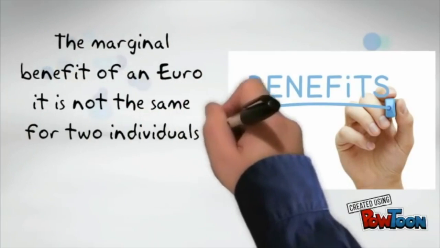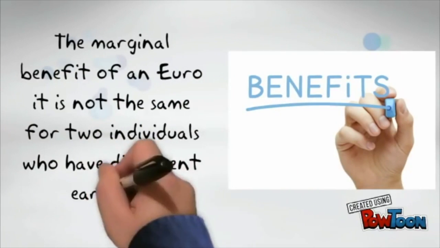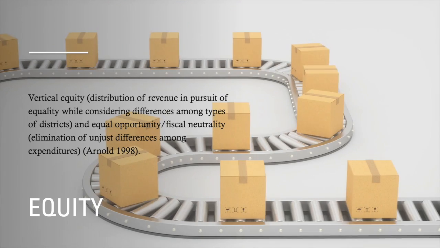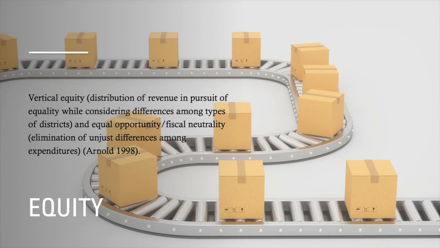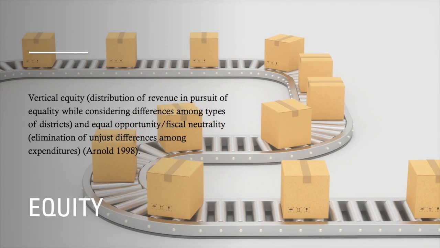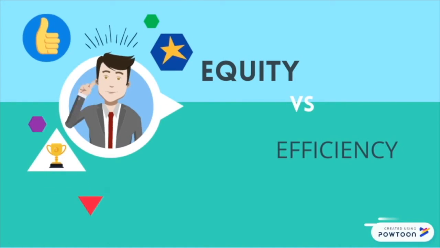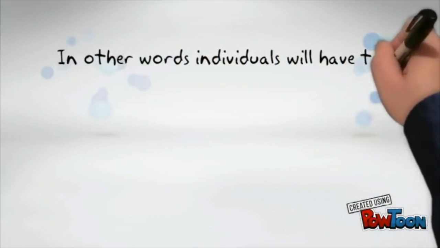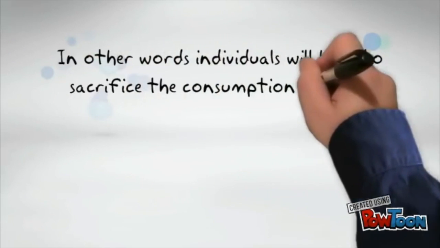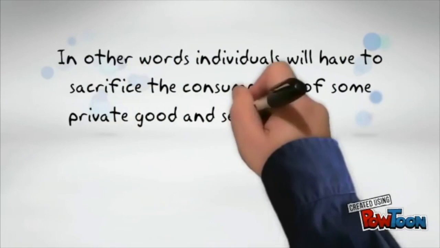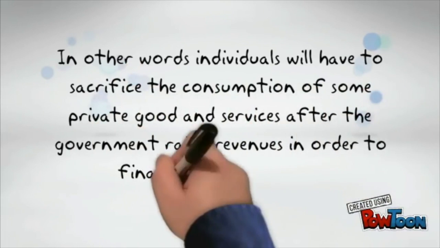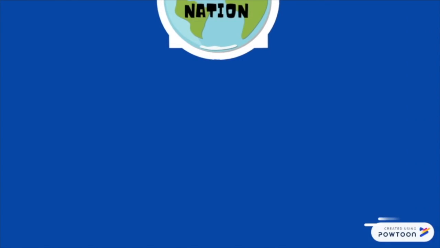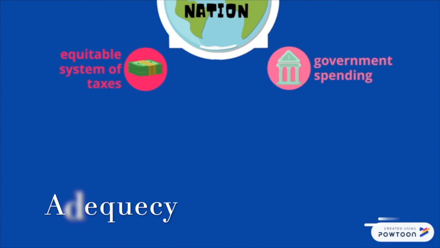When we refer to equity from now on forward, we're referring specifically to vertical equity, which is the distribution of revenue in pursuit of equality while considering differences among types of districts. Economists have traditionally focused on equity and efficiency because in order to reduce inequity, you have to reduce the efficiency of those with the most amount of capital or the highest earners. Adequacy was supposed to be an efficient way to ensure vertical equity.